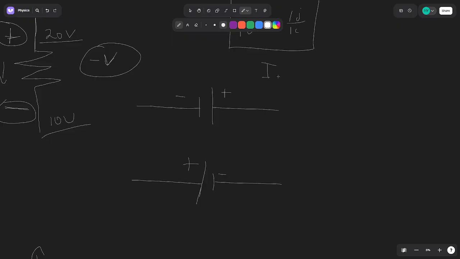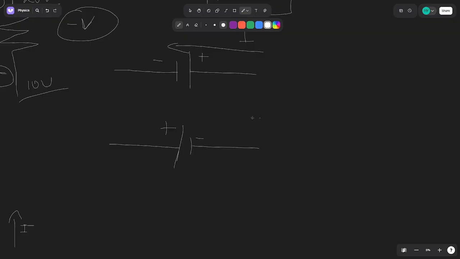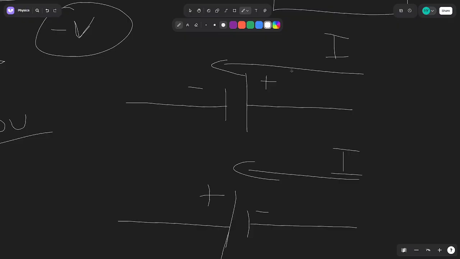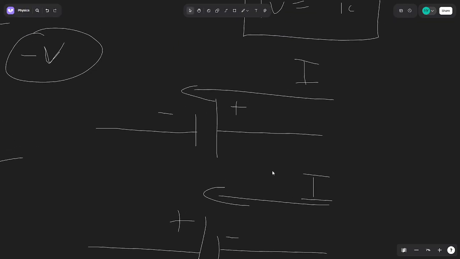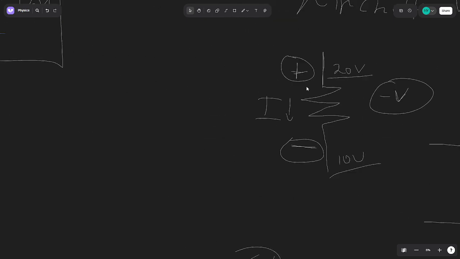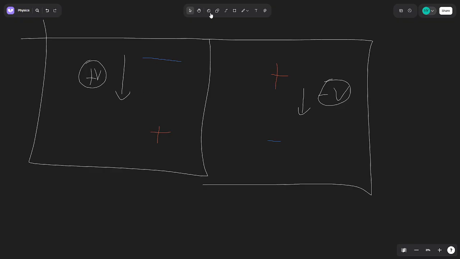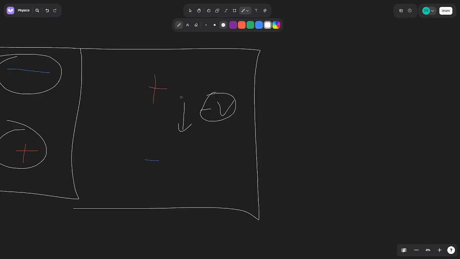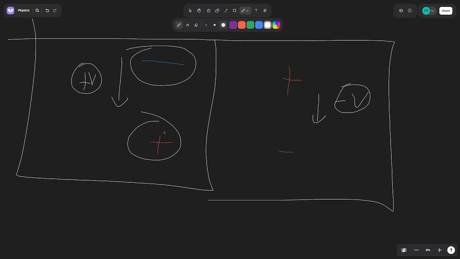The current in both cases goes in the same direction. But here are the opposite sides of the battery, the opposite poles. How can we define what the voltage is in each case? We can use this tip. If it goes from the negative charge to a positive, the voltage will be positive. And if it goes from a positive to a negative, the voltage will be negative. Or just where it goes, it is.